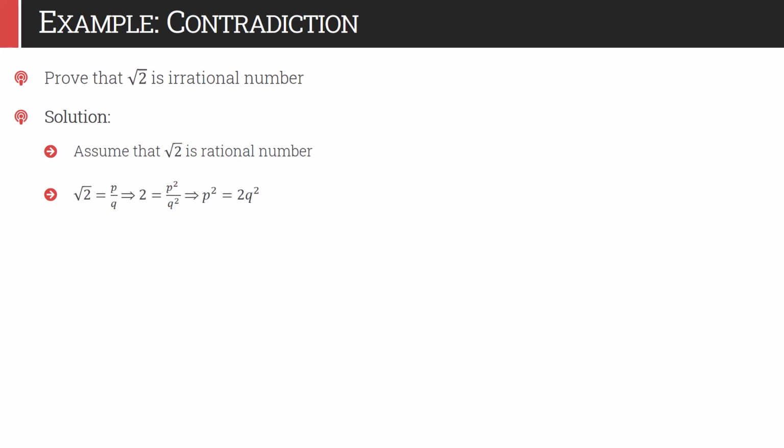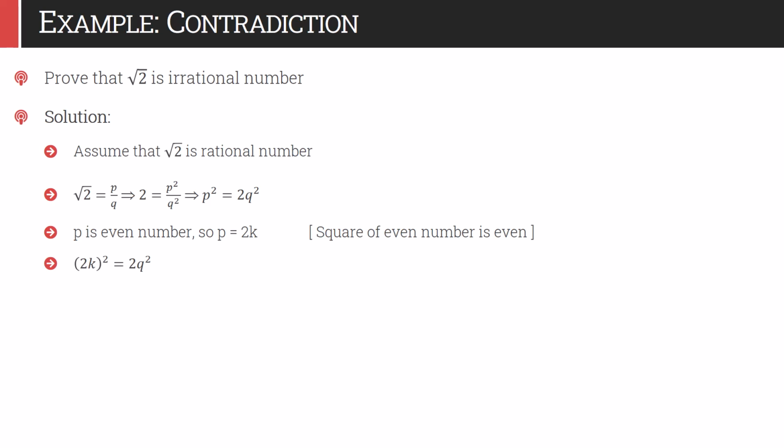As p square is equal to 2q square, p would be definitely even because square of an even number is even. For example, 2 square is 4, which is even. 4 square is 16, that is even. 6 square is 36, it is even. So square of any even number would always be even. And p square is equal to 2q square. That ensures that 2q square is definitely even because it is a multiple of 2. So p is even. So we can assume p is equal to 2k because when we multiply k by 2, that will also become even. So we can always consider p as 2k.